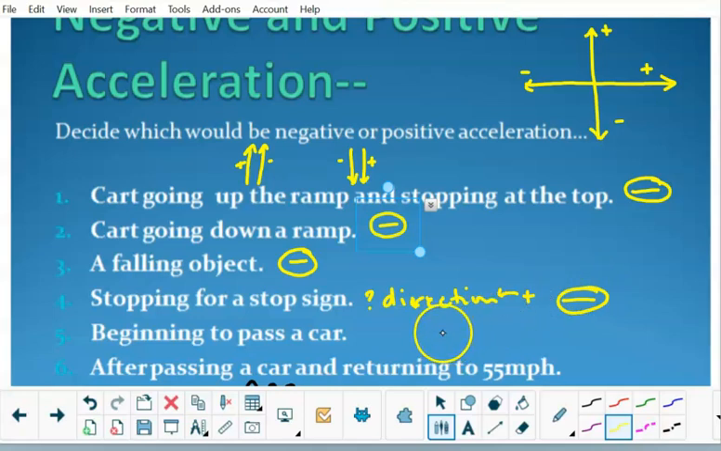Okay, so now if you're going to be passing a car, at the beginning of the pass, you're stepping on it. And it didn't give the direction here just like this one either, so we're just going to assume it's in the positive direction. And so it's going to be a positive acceleration in this case. After passing the car, then you slow back down to 55 miles an hour, so you're slowing down after you pass them. So that's going to be decelerating. Because we don't know the direction, whenever we don't know the direction, we're going to assume that the writer of the problem wants us to know that it is in the positive direction.